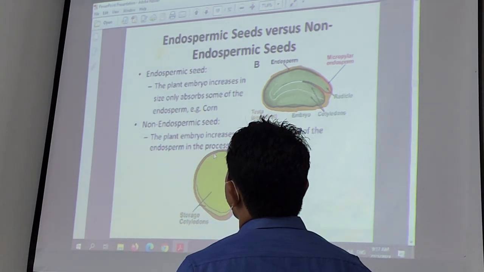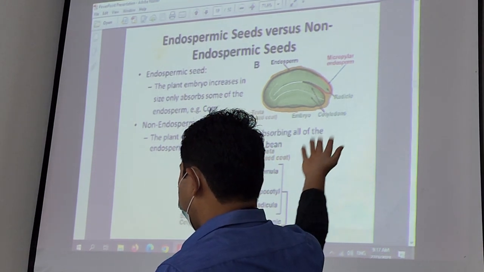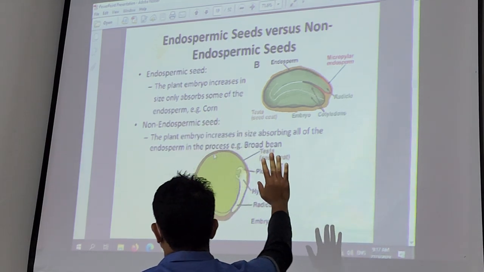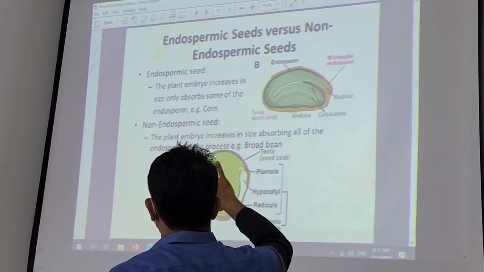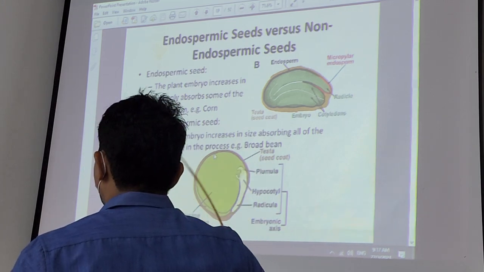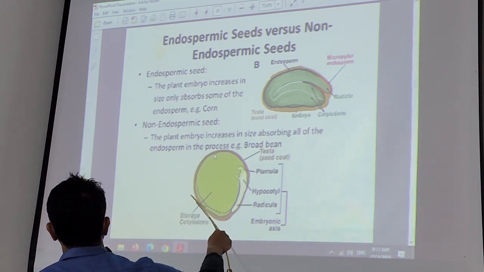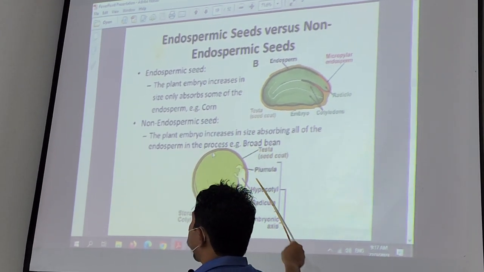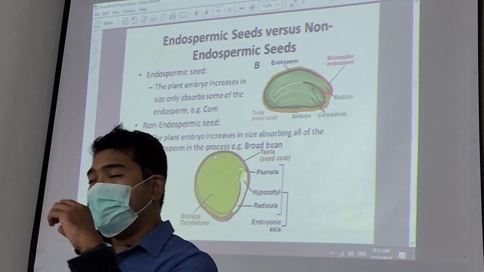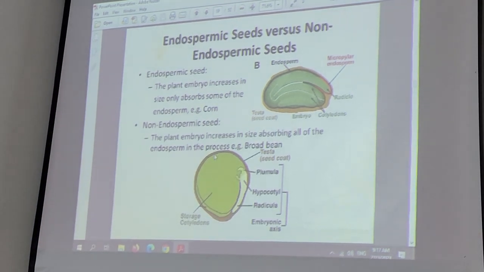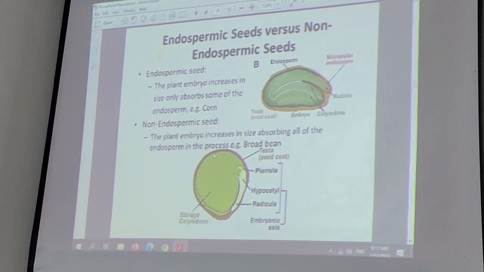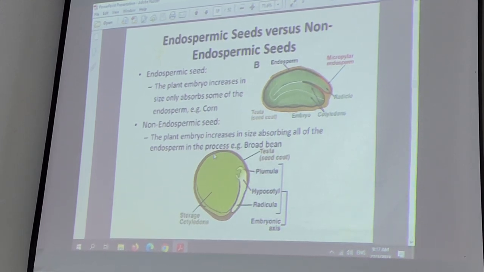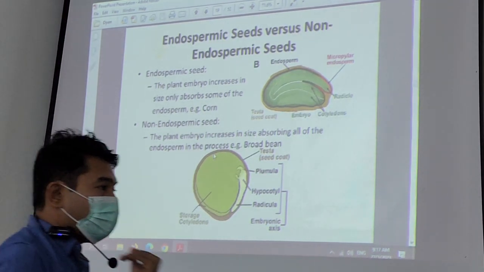Okay, so this is just to revise what has been shown before. Cross section from the side and also from the other side of it. Please be able to draw something like this and then label it accordingly. When I ask in the question, draw and label cotyledon, you are able to do it. Draw and label scutellum, you are able to do it. Okay, please do that.